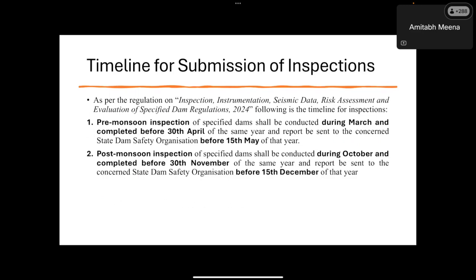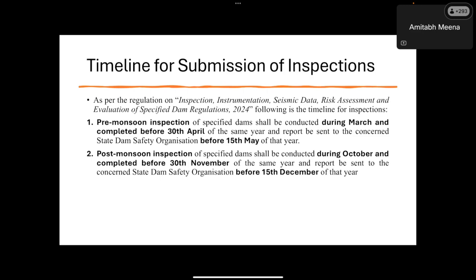Now, we have a regulation which was published in April 2024, and as per that regulation, we have fixed the dates for conducting the pre and post monsoon inspection. As I've told, the special inspection is conducted when a special situation arises, but these pre and post monsoon inspections are to be conducted in a time bound manner.